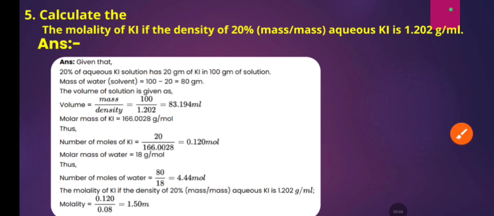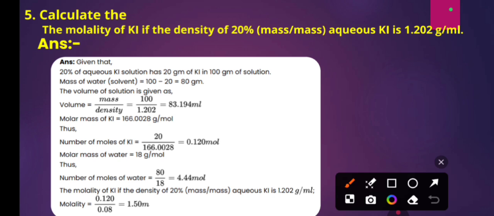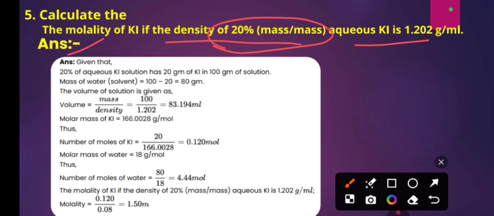Okay. So here, the first numerical is given. Calculate the molality of KI if the density of 20% mass by mass aqueous KI is 1.202 gram per milliliter. Okay, what do you have to solve here? Molality. For calculation of molality, first you should know what is the meaning of 20% mass by mass.